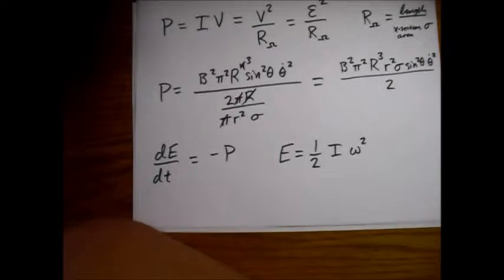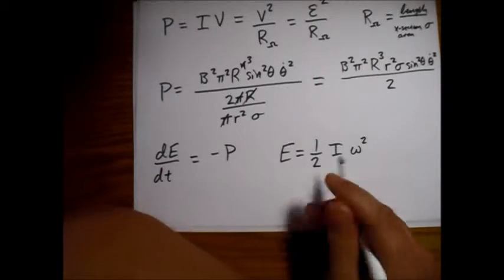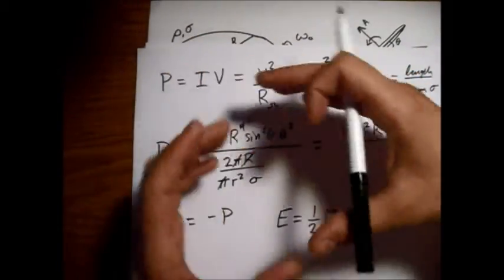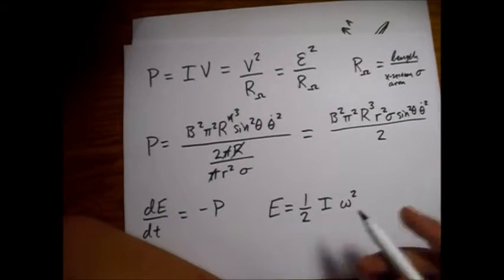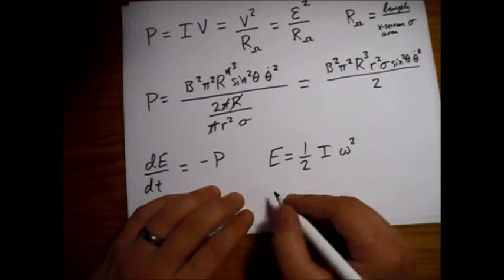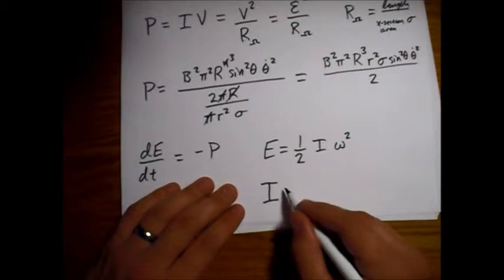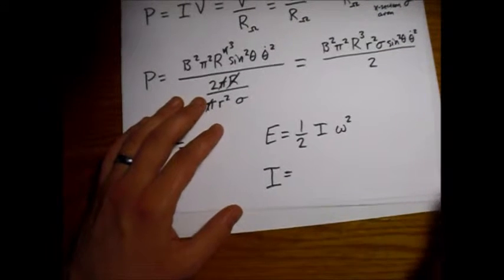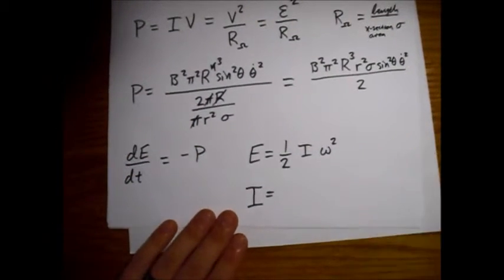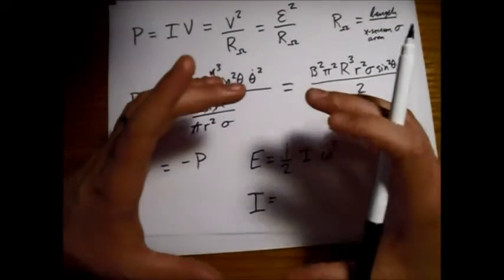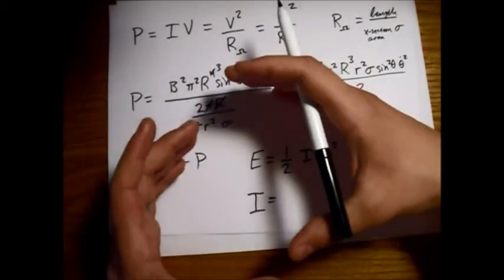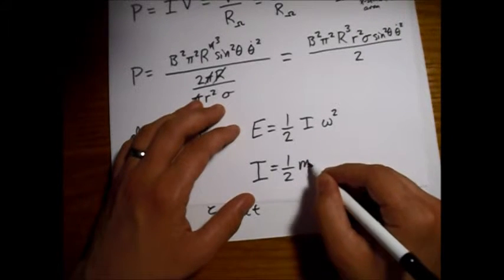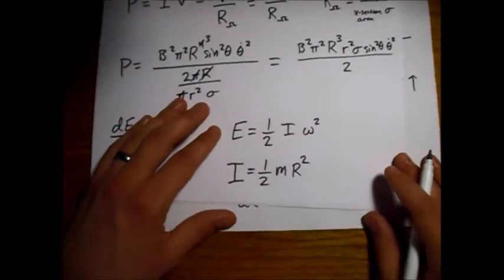All right, so now we need to know I. For a ring, if I had my ring like this and I'm turning it this way, then that one's easy. It's just MR squared. But now I'm turning it this way. But there's a tricky little theorem that I guess only applies under certain conditions. Fortunately, it applies here. I think they might call it the perpendicular axis theorem or something like that. That just tells us that the I rotating this way is 1/2 the I rotating this way. So we get a 1/2 MR squared.